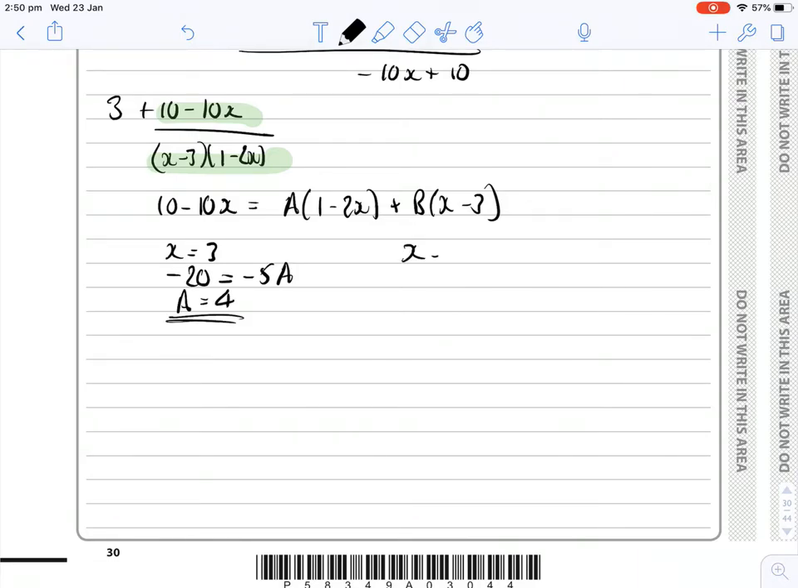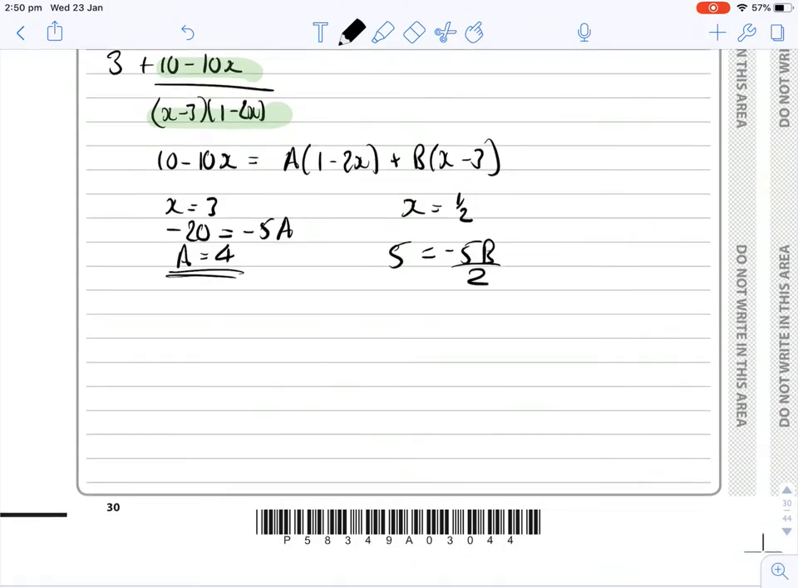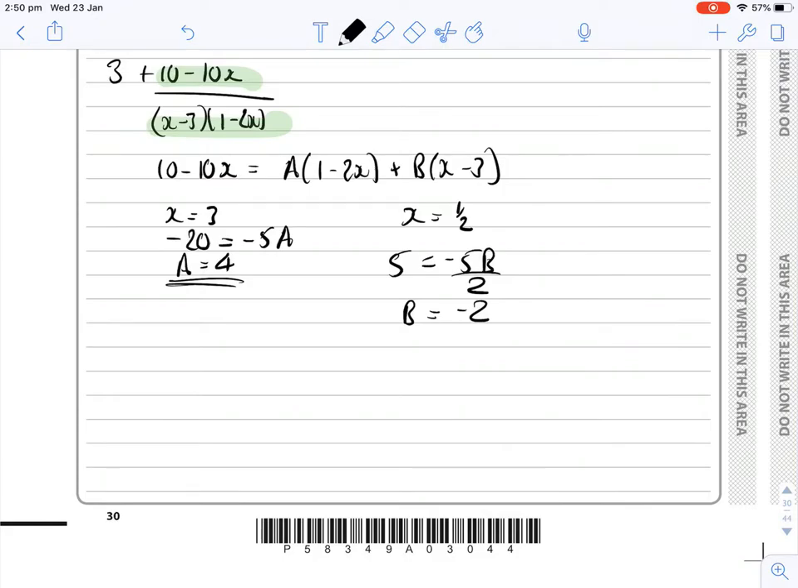And then if we set x equal to a half, then we're going to get 10 minus a half of 10, so we're going to get 5. The a part here will be zeroed, and we've got a half minus 3 is minus 5 over 2. And so therefore we get b to be minus 2. So our values then are going to be 3 plus 4 over x minus 3 minus 2 over 1 minus 2x.